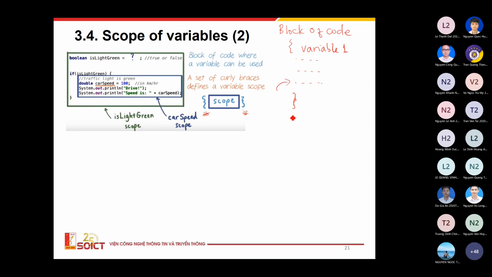That means the scope of a variable is the block where it is declared.